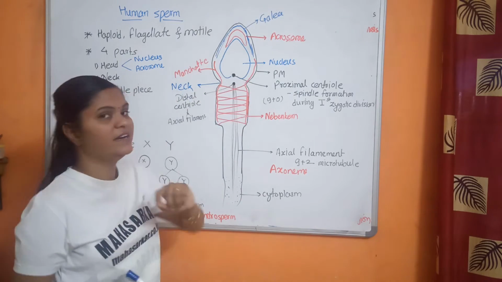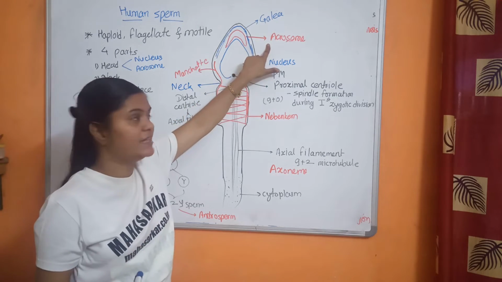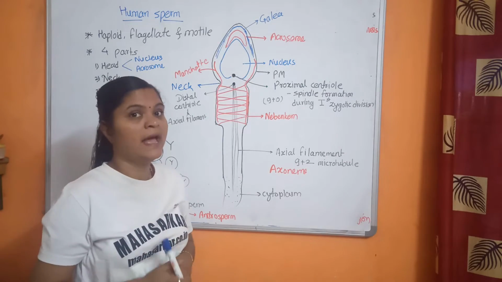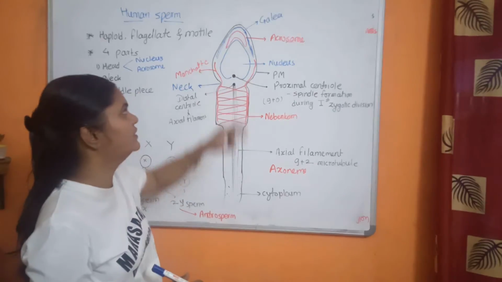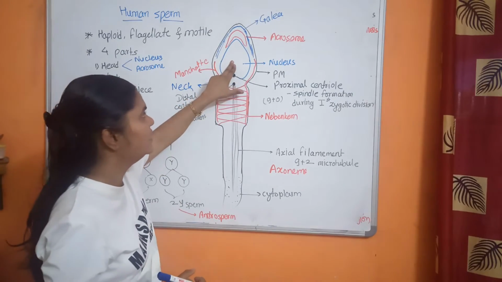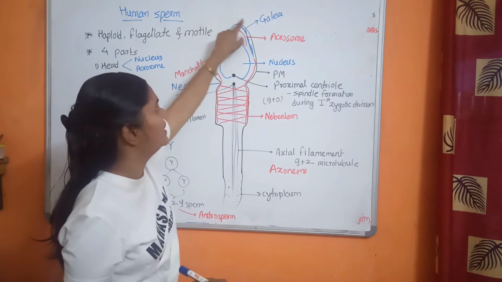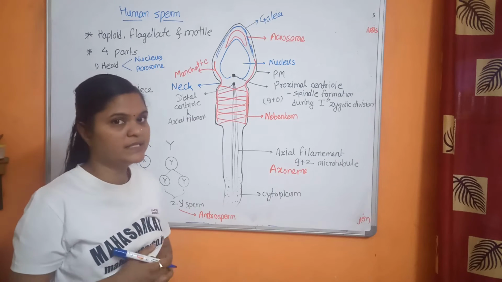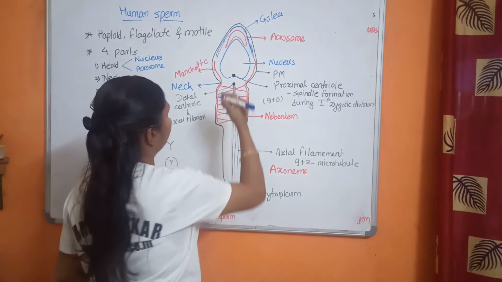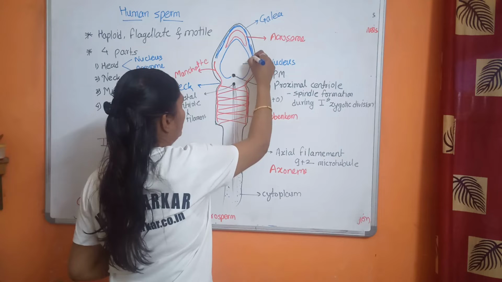So the Golgi body is divided into two parts, the larger part is the acrosome and the rest is the Golgi rest. This acrosome produces enzymes which help to break the membrane near the egg cell. And this is the oval shaped nucleus. The head part is covered by plasma membrane, and it also has a special type of covering other than the plasma membrane, which is called galea.